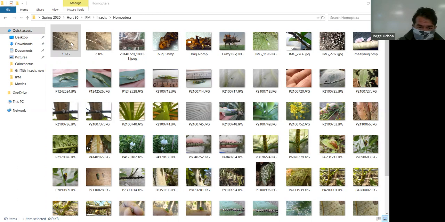So you see those dark areas right here? Look for those cornicles, pear shape. Very soft. It's an aphid. They're all over. Every plant has them.